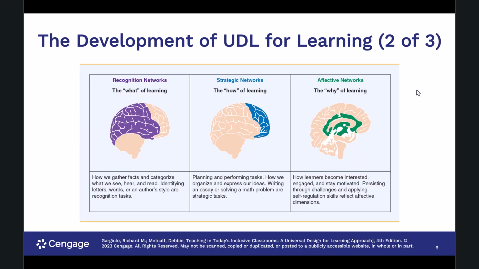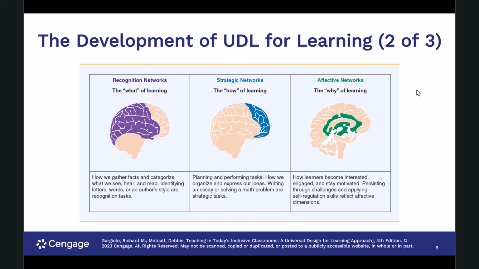So in our recognition networks, the what of learning, that's what, right? That's how we gather our facts, how we categorize what we see, what we hear, what we read. We identify letters, words, or an author's style in a recognition task, and you can see the part of the brain that the recognition network works in. In your strategic networks, that's more of the front part of your brain.